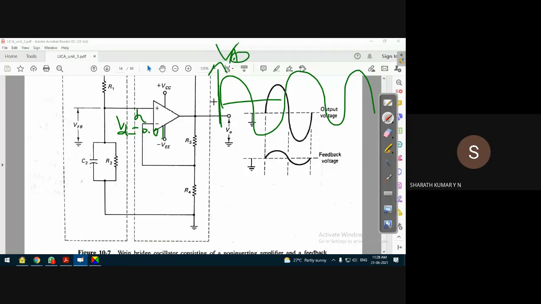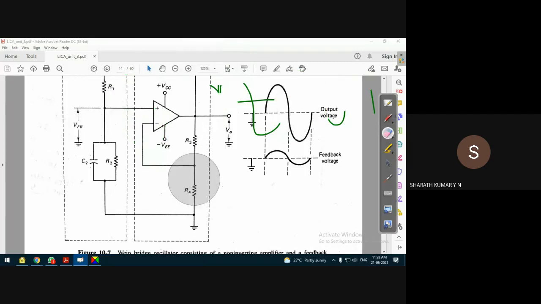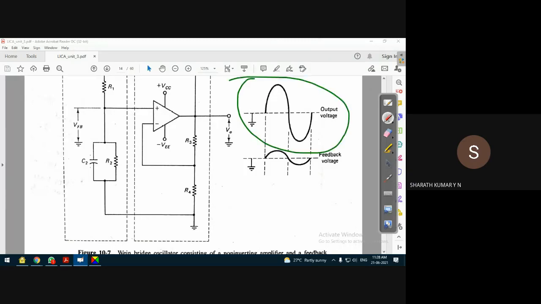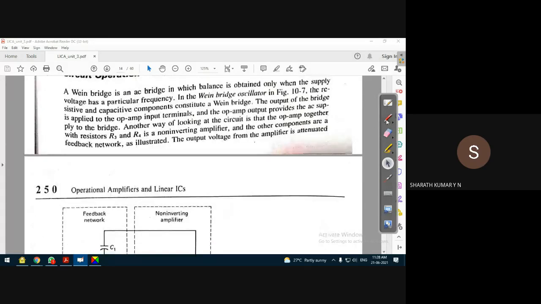This V naught is applied as feedback to the non-inverting input terminal as well as to the inverting input terminal. Hence it is an AC bridge. It is not a DC bridge. AC bridge does not mean that we are applying the input as AC. Since the output is AC, and a part of the output is fed back as input, it is considered as an AC bridge. That's it.